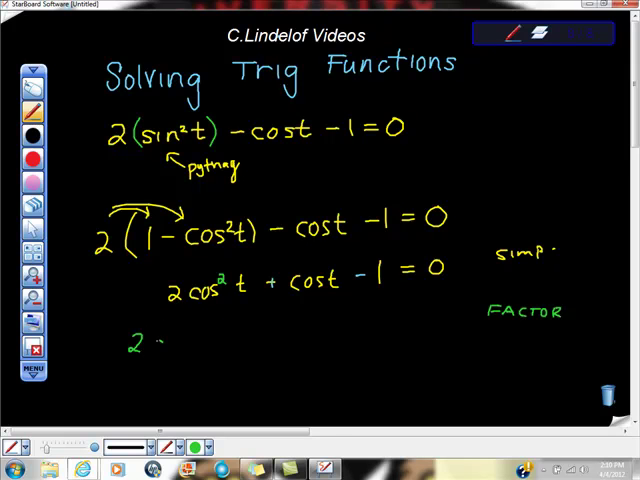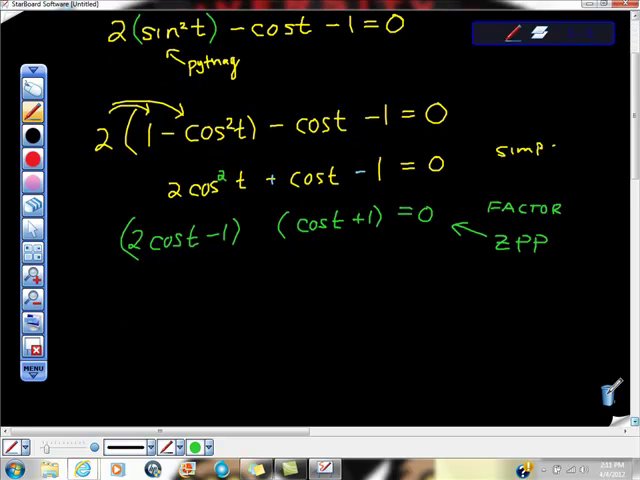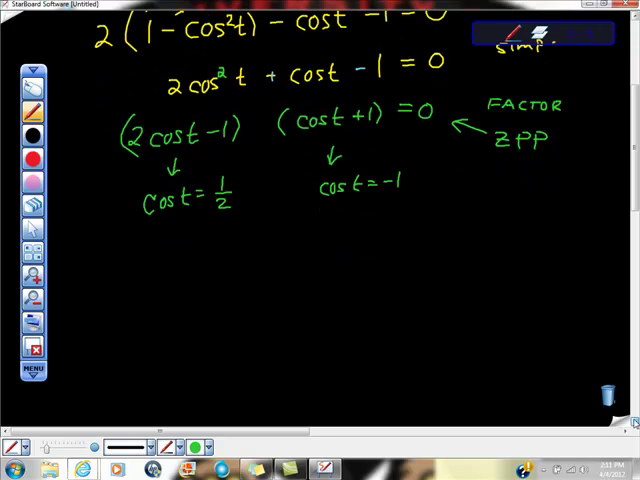So what are we going to do here? This factors out to 2 cosine t what? Yeah, good. Minus 1 times, good job, cosine t plus 1, equals 0. So we're going to use the zero product property here, and we know that in this case cosine t must equal 1/2. Here, cosine t must equal negative 1.